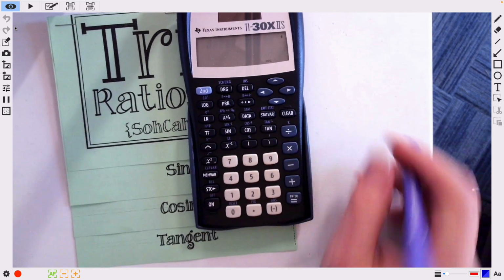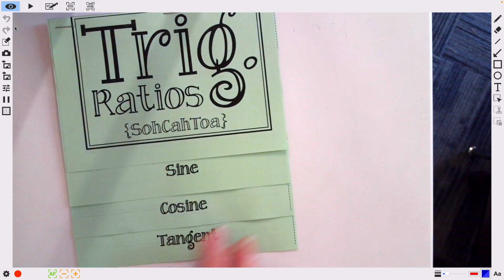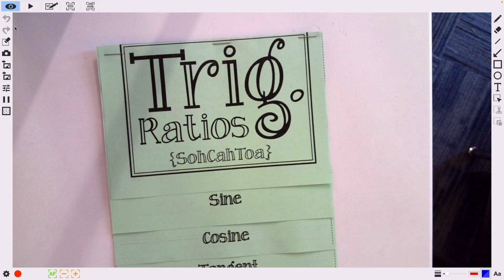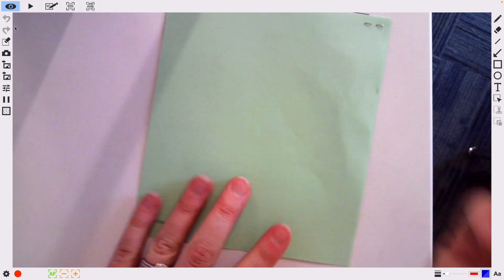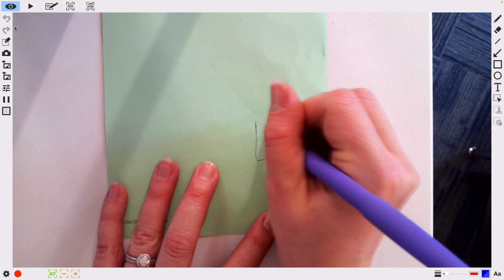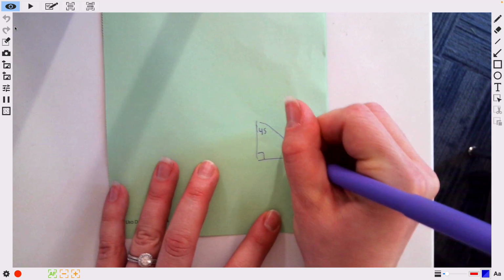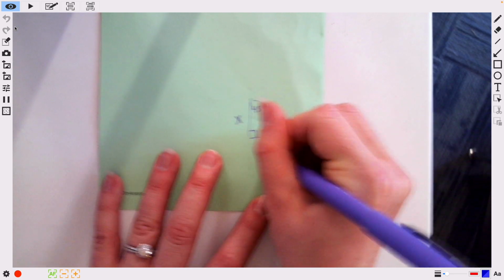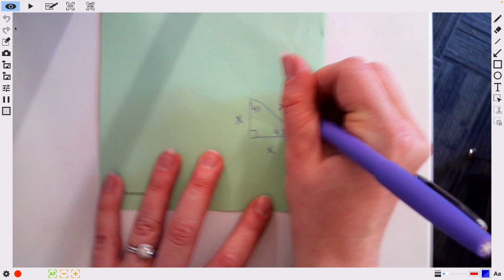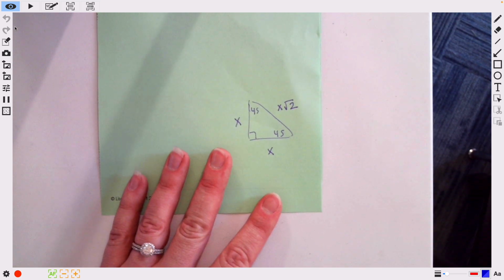Okay? So the basic idea behind trigonometry is an idea of ratios. You do not need to write this down, but we have already discussed special right triangles, right? So things like a 45, 45, 90 triangle break down into this ratio x, x, x radical 2 because there is a pattern to it.